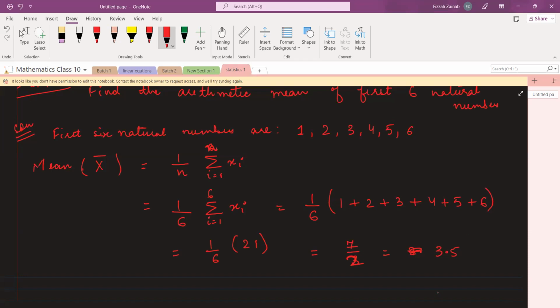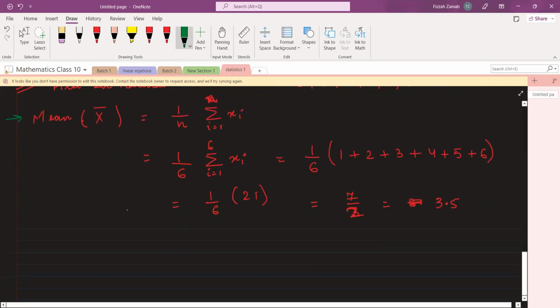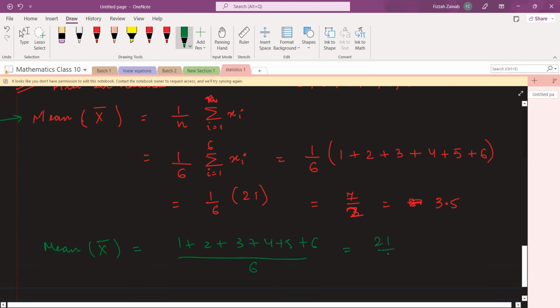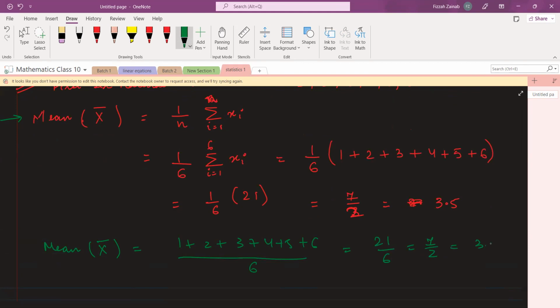See, I was just telling you how to use the formula. Yes, you can directly find the mean also, if you don't want to write the formula, because you just have 6 numbers. So you can directly write mean is equal to, just add 1 plus 2 plus 3 plus 4 plus 5 plus 6 and divide it by 6. This is the same thing. Again, you get 21 by 6. Okay, this is also right.